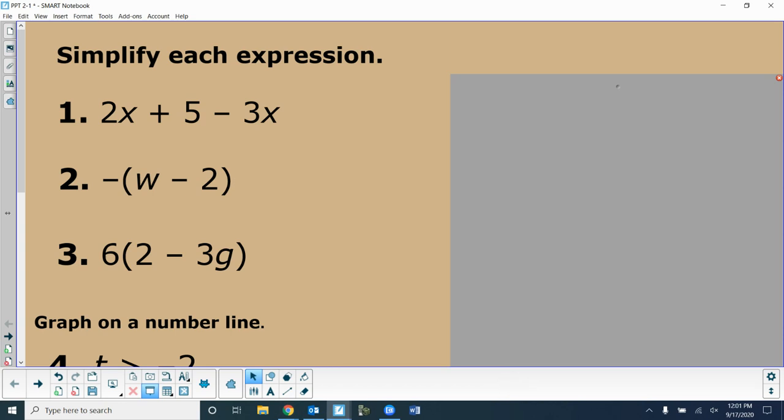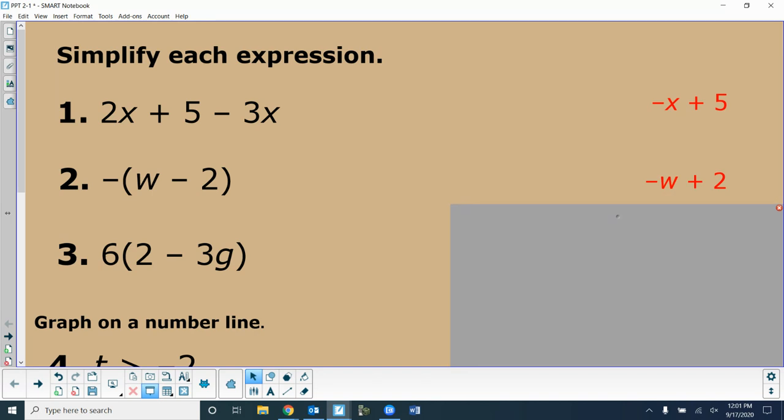Okay, so just to get us going here, Gabriel, what's number one? Negative x plus 5. Very good. Isabella, number two? Negative w plus 2, very good.